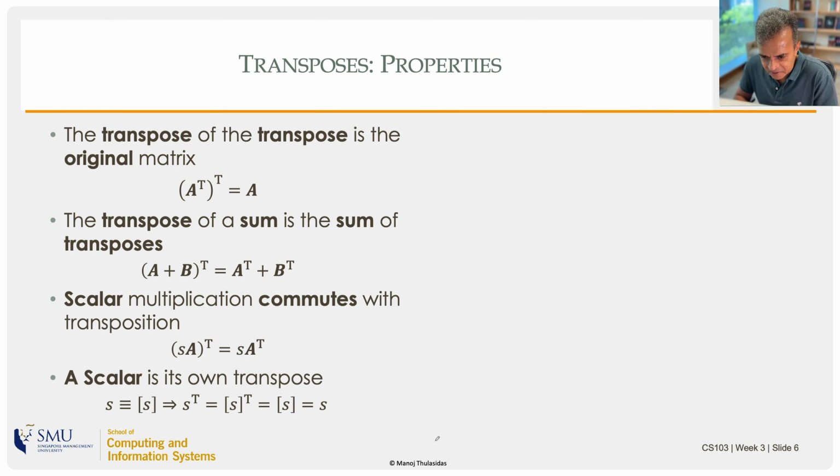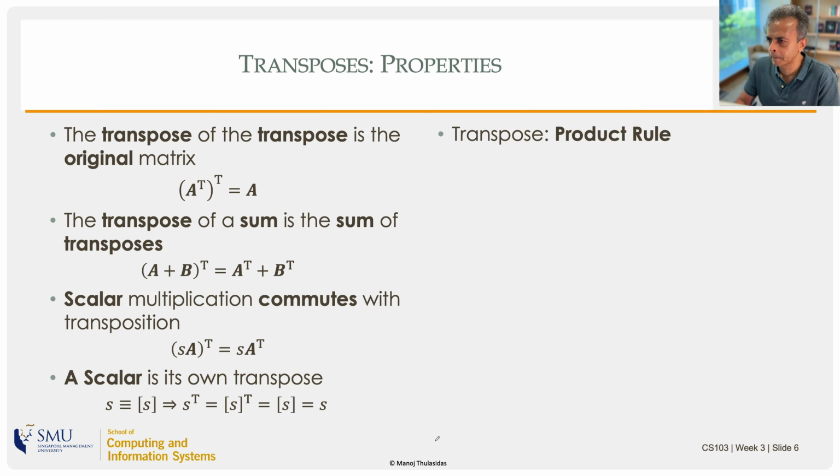Then another one that we have to keep in mind is that a scalar is its own transpose. A scalar can be thought of as a one-by-one matrix or a single element vector and so on. So the transpose of the scalar is a transpose of a one-by-one matrix. A one-by-one matrix has got only one element, that is the main diagonal. There's nothing to flip, so you get the same thing. So S transpose is S.